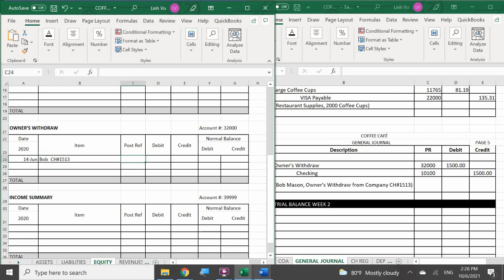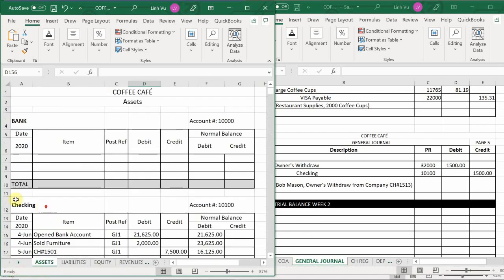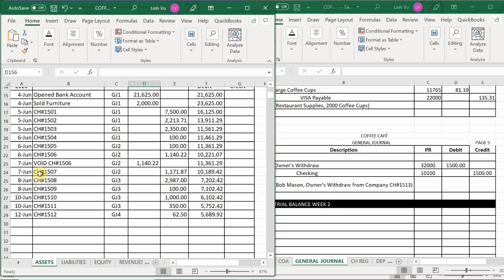Journal number 5, because we started a new one. And he took $1,500. Okay. And of course, we wrote a check to him, so we need to make sure that we update our checking account as well, because he took money from the company.